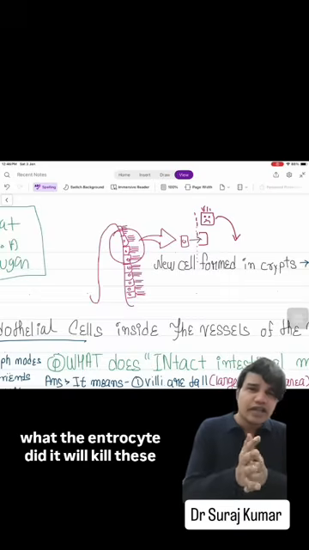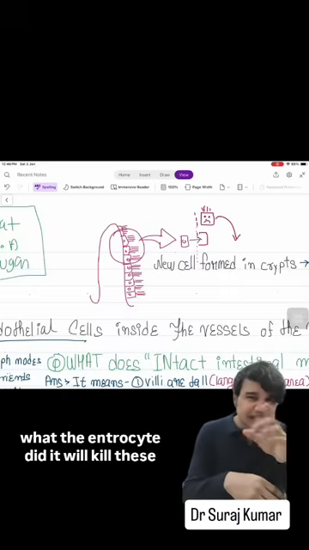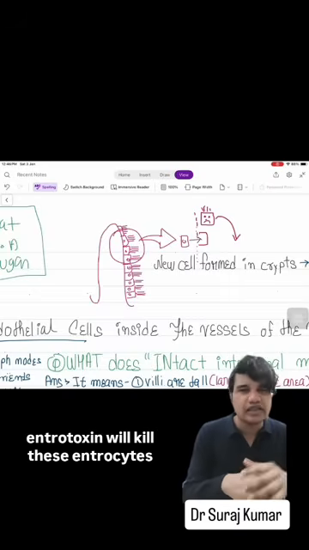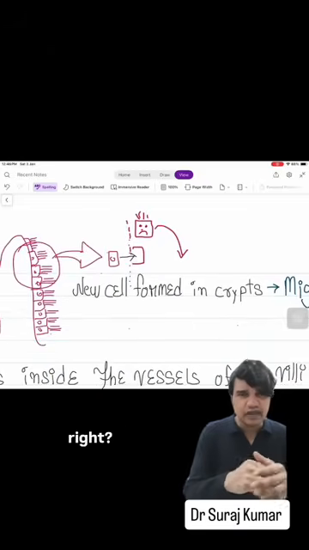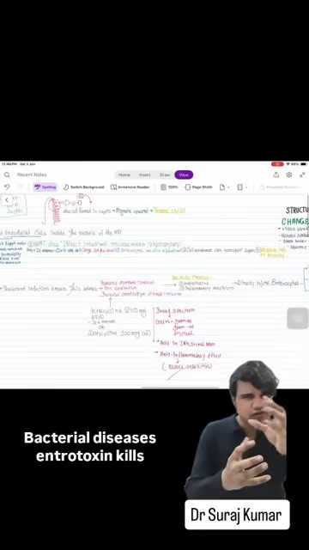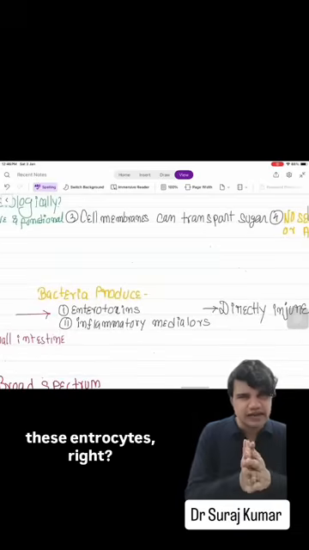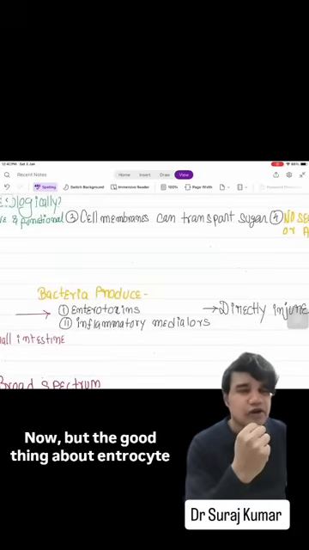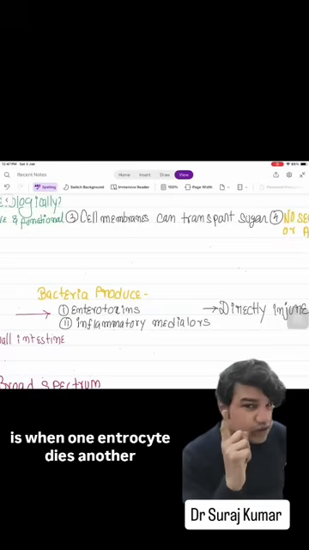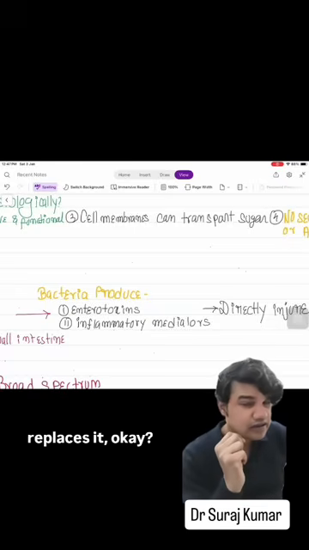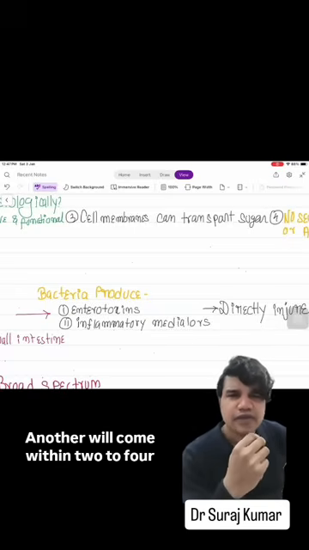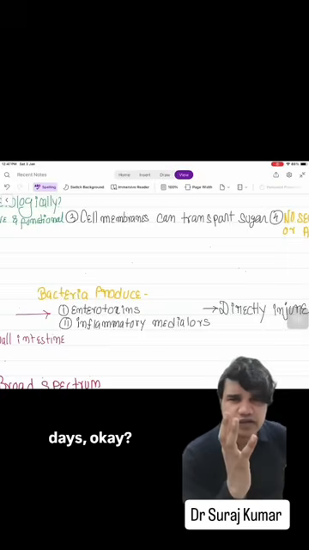So now what did the enterocyte do? The enterotoxin will kill these enterocytes, right? Bacteria releases enterotoxin, kills these enterocytes, right? Now, the good thing about enterocytes is when one enterocyte dies, another replaces it, okay? Another will come within 2 to 4 days, okay?